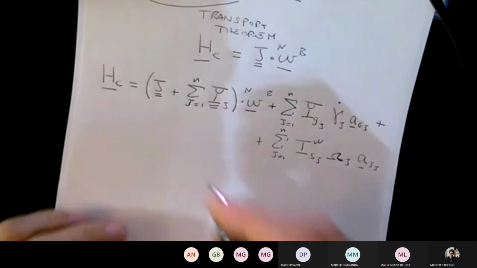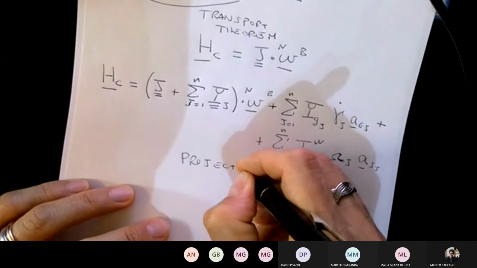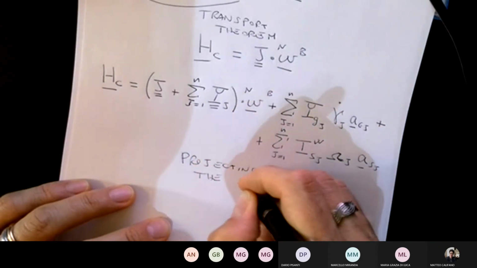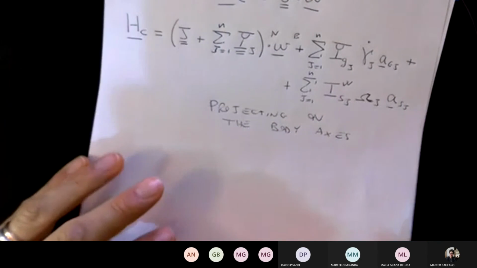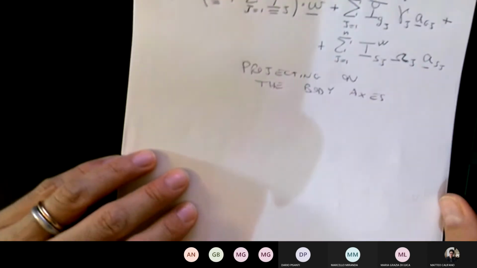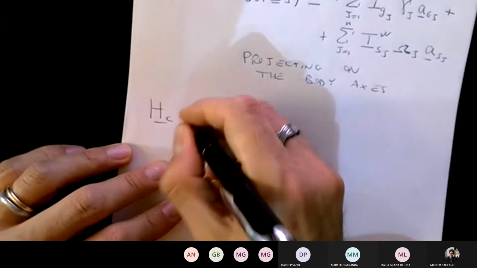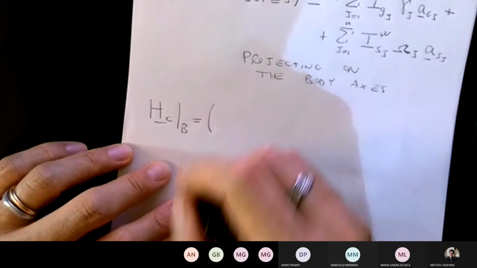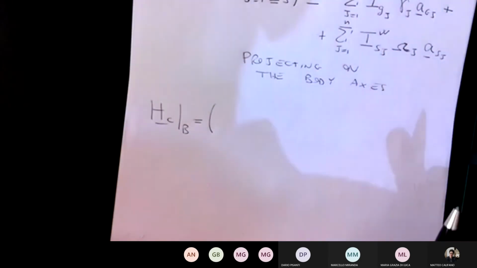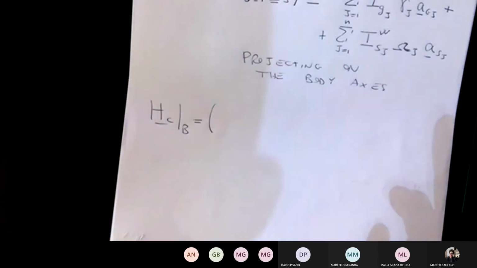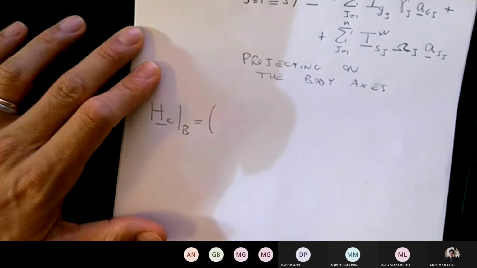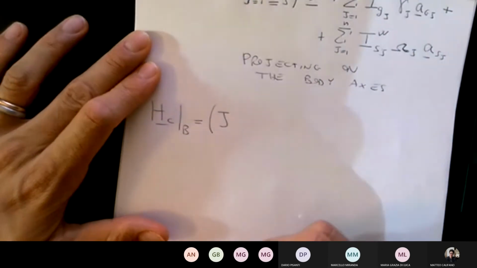If I want to really project everything on the body axis, let's see what I get. I get that H_C in body axis. All right, so no more tensors. I'm going to drop the underscores for vectors, tensors, etc. I hope that we know which things are matrices and which things are vectors from now on. Let me know if that's confusing, but we have defined all the variables, so we should know which ones are matrices, which are vectors, and which are scalars. Otherwise, what I'm going to do next is going to be a pain if I keep underlining things.